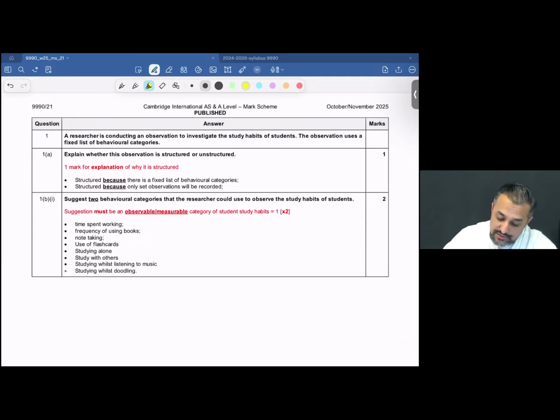So the researcher is conducting an observation to investigate the study habits of students. The observation uses a fixed list of behavioral categories. As I read this as a student, it should remind me that behavioral categories are what we find when we talk about structured observation. So structured observation is the first thing that should click. Now, explain whether this observation is structured or unstructured. I think I've already answered this question here.